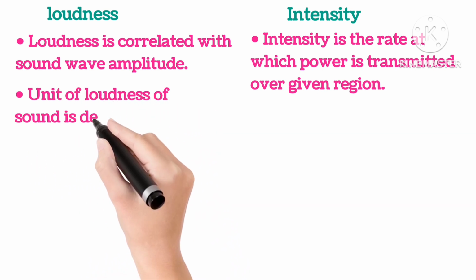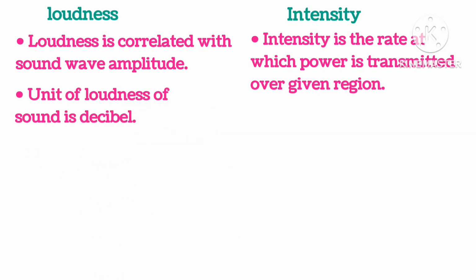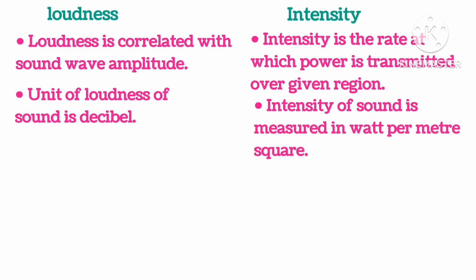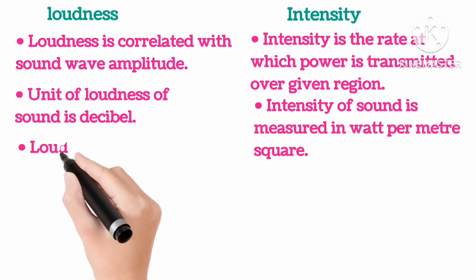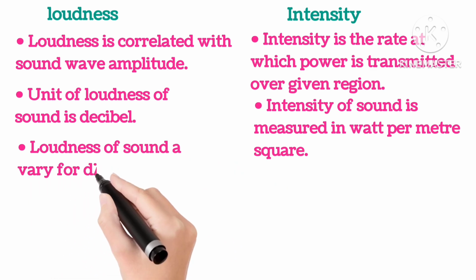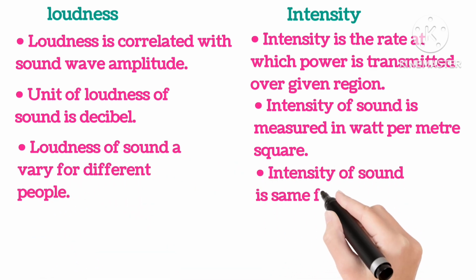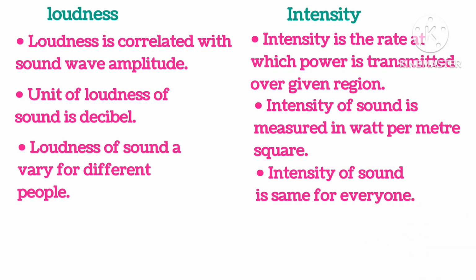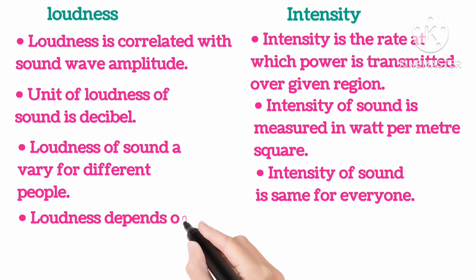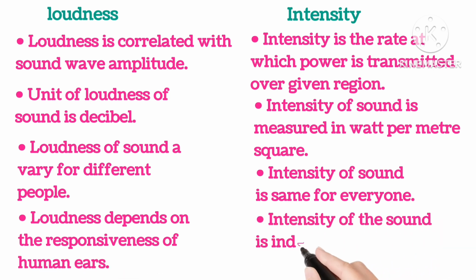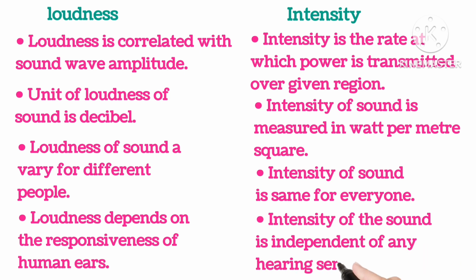Unit of loudness of sound is decibel. Intensity of sound is measured in watt per meter square. Loudness of sound varies for different people. Intensity of sound is the same for everyone. Loudness depends on the responsiveness of human ears. Intensity of the sound is independent of any hearing sensitivity.